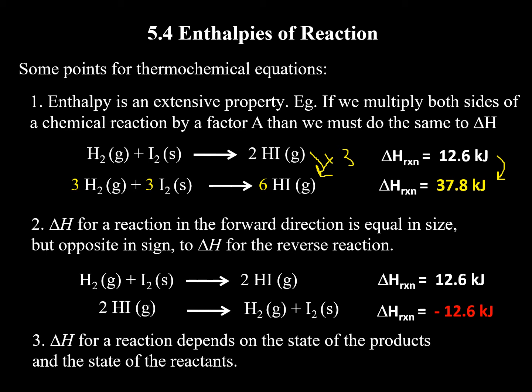So now the reactants become products, so we have to reverse a chemical reaction. We must change the sign from positive to negative. And the third one, for a reaction, delta H, the enthalpy for a reaction, depends on the state of the products and the state of the reactants.